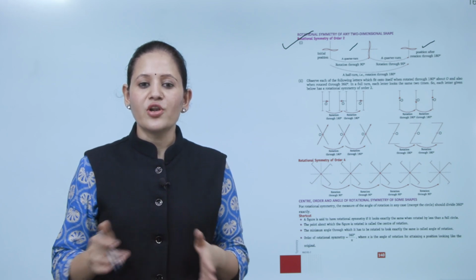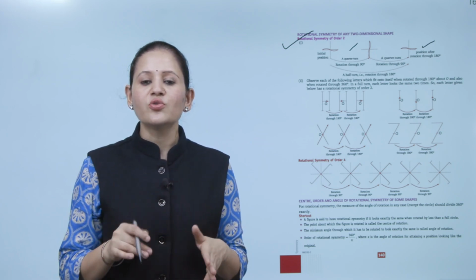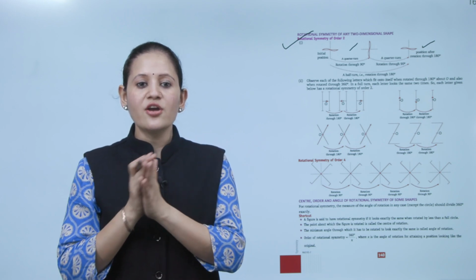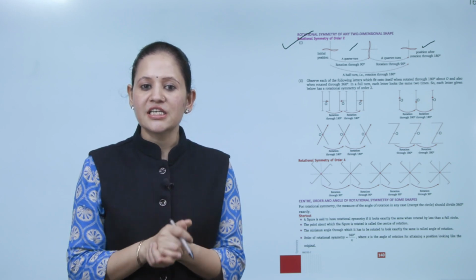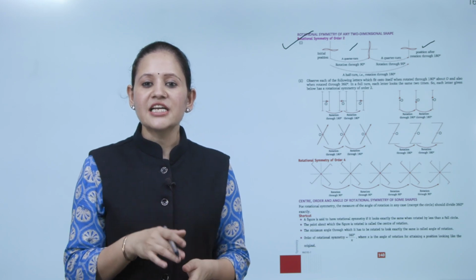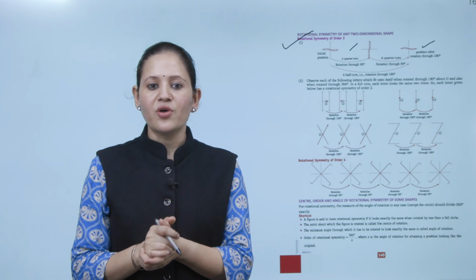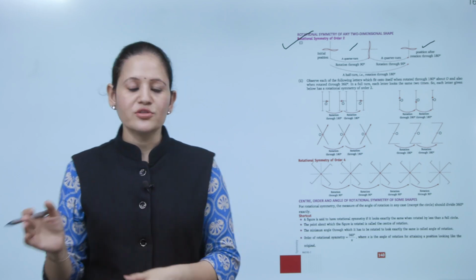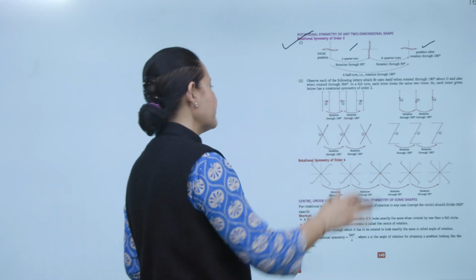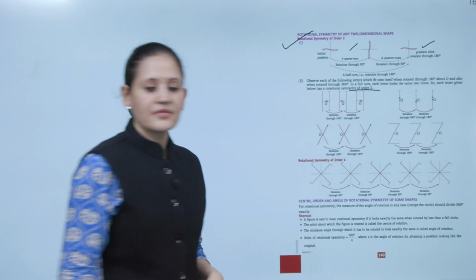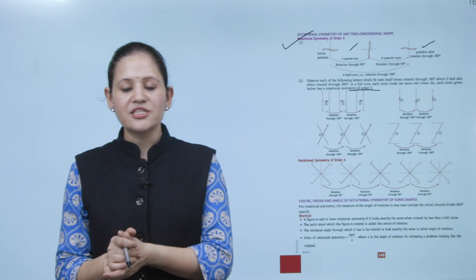Observe each of the following letters, which fit onto themselves when rotated through 180 degrees about O, and also when rotated through 360 degrees in the full turn. Each letter looks the same 2 times. So each letter given below has rotational symmetry of order 2. So all these letters have rotational symmetry of order 2. Clear? Next is rotational symmetry of order 4.